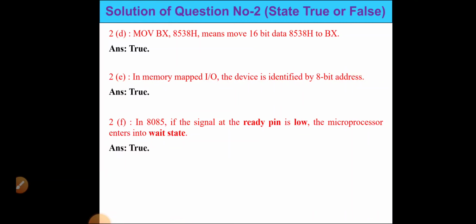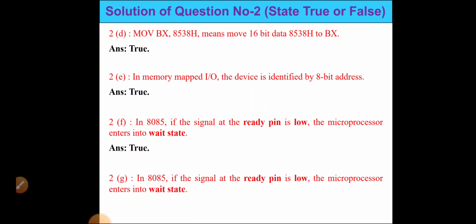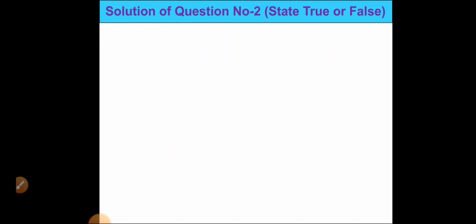In our previous year 2022 question paper, this question was there. This statement: in 8085, if the signal at the ready pin is low, the microprocessor enters into wait state. So the question is repeated here.